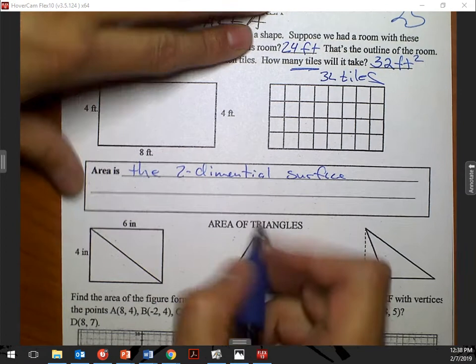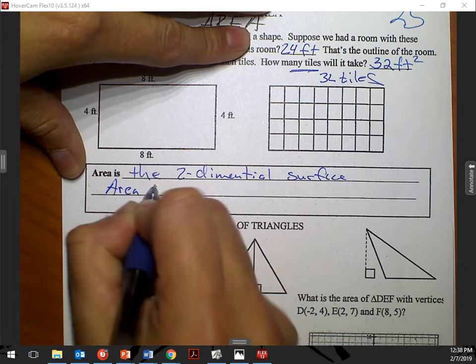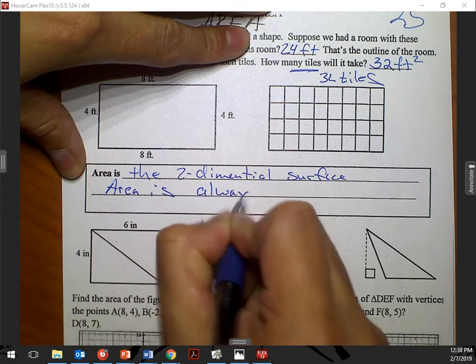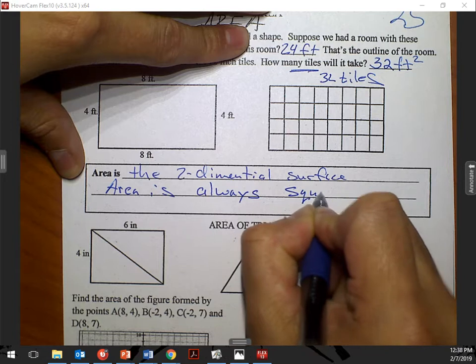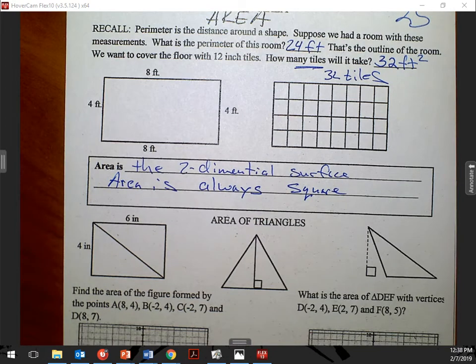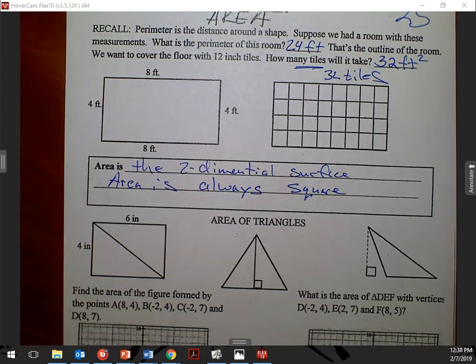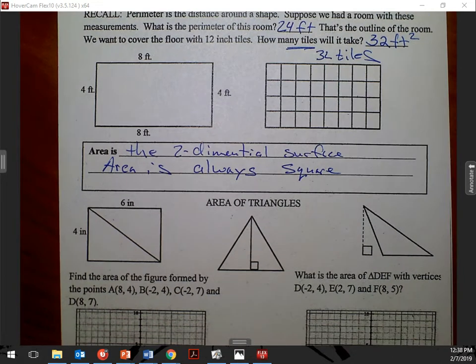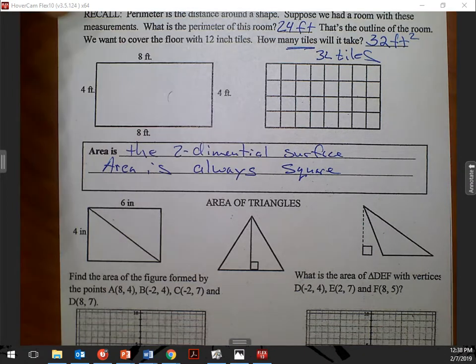Okay, all right. And I would know area is always square. Area is always square. Always. Don't we use pi? Yeah, but that goes with circles and arcs and stuff like that. But we're not dealing with those. We're only dealing with these ones right now. So right now we start with the rectangle, right?